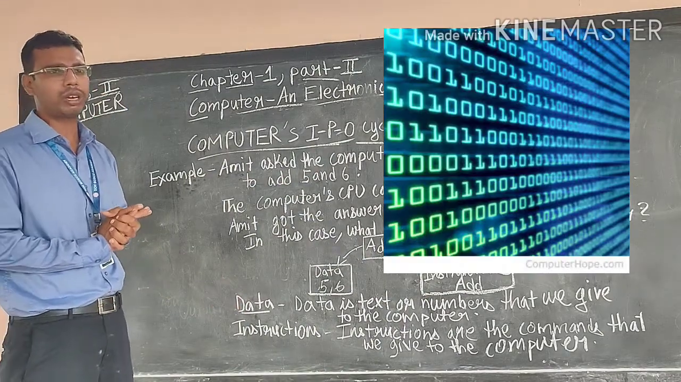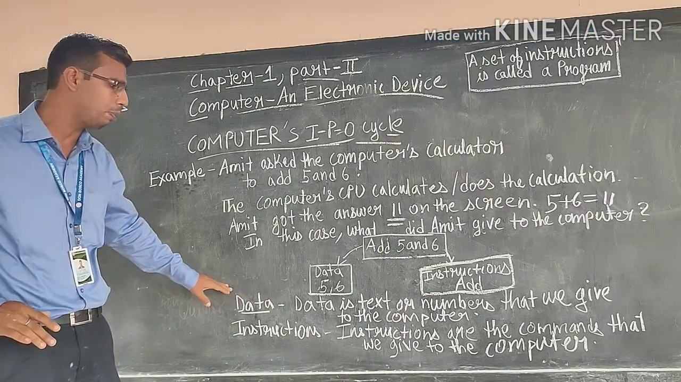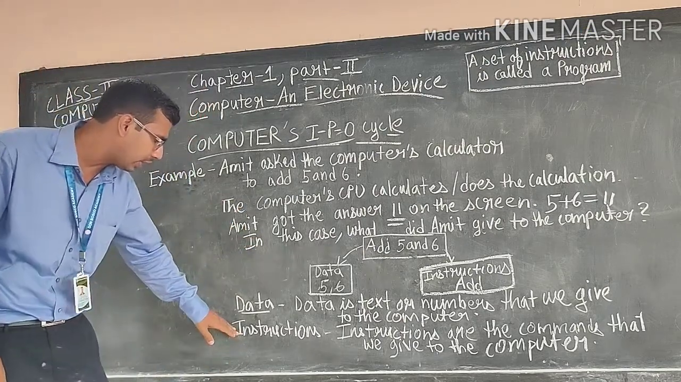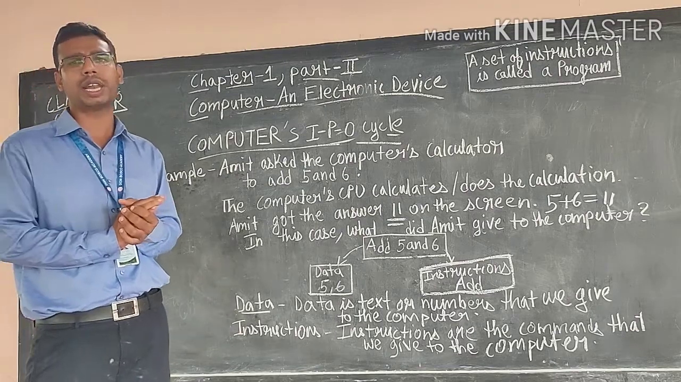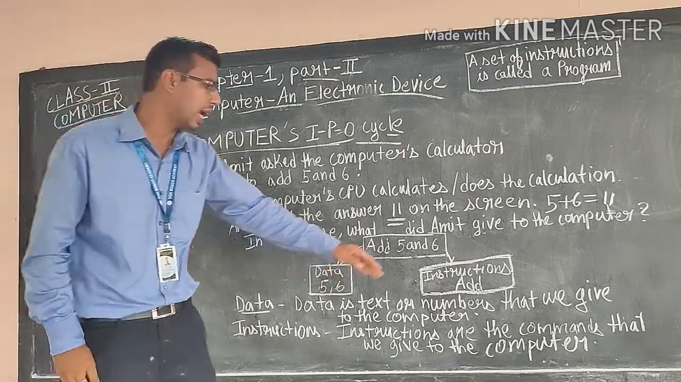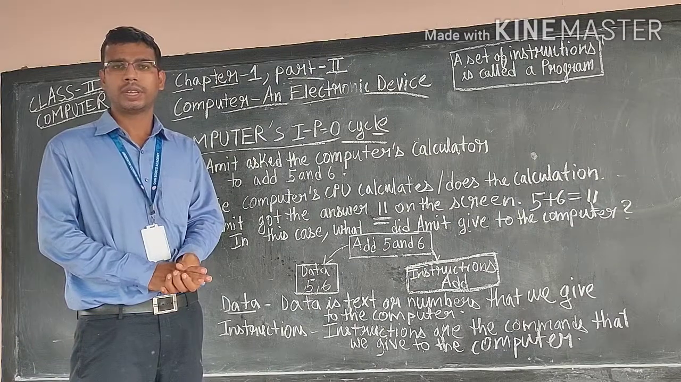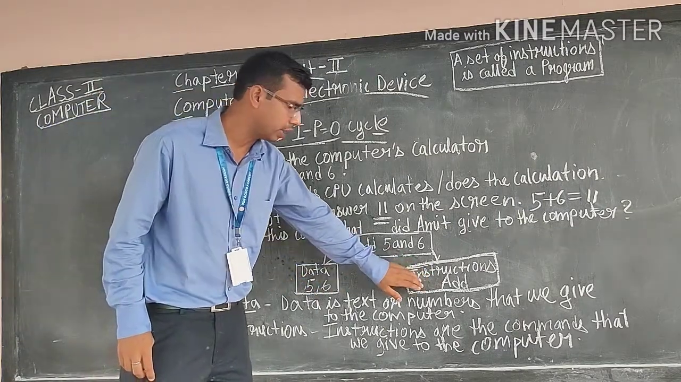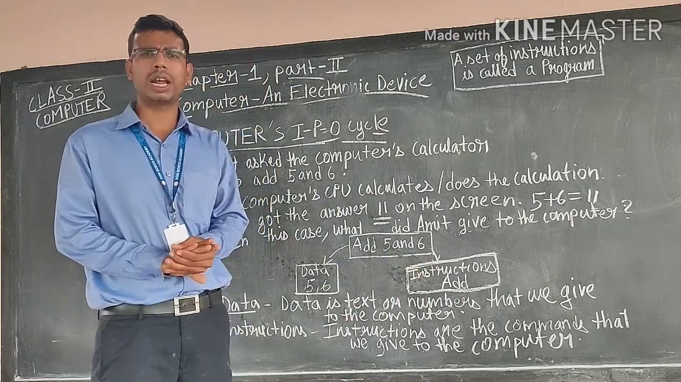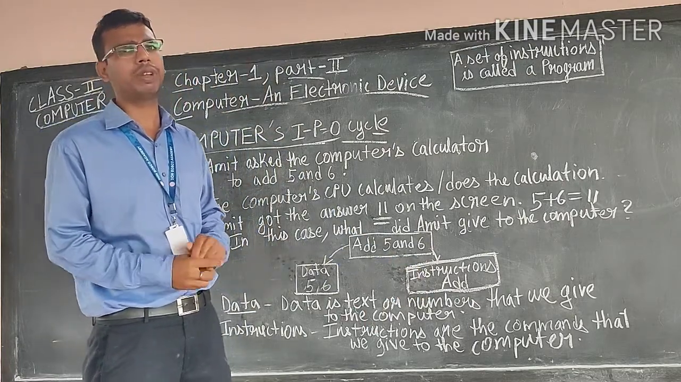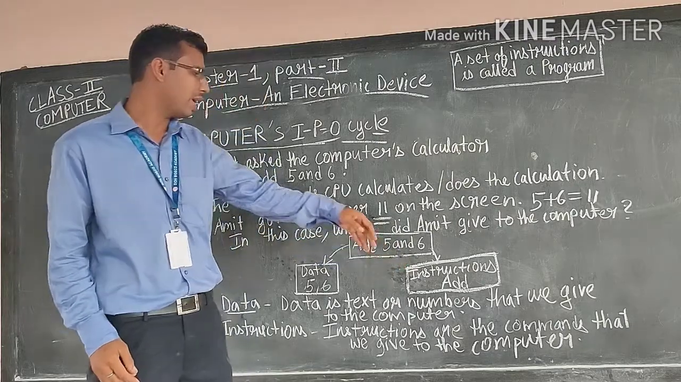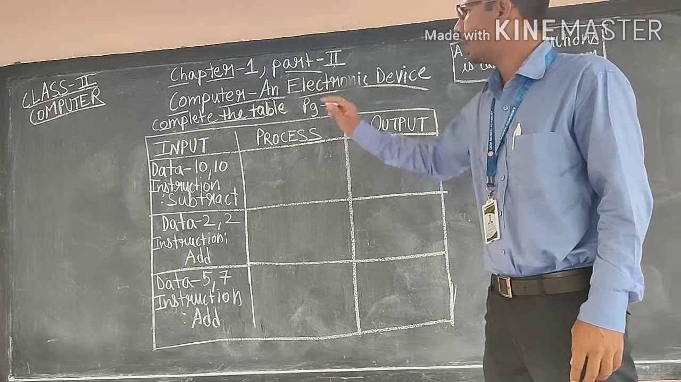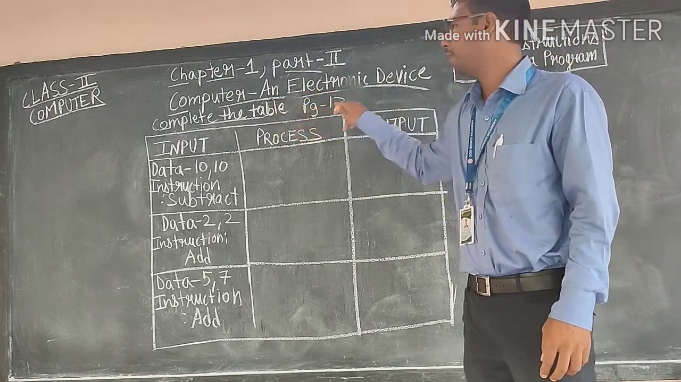What is data? Data is the text or numbers that we give to the computer. It can be any text or numbers. What is called instruction? Instructions are the commands that we give to the computer, such as add, subtract. In this, input given to the computer are data and instruction. The computer processes the data according to the instruction we give to it. Finally, Amit got the answer 11. This was output.